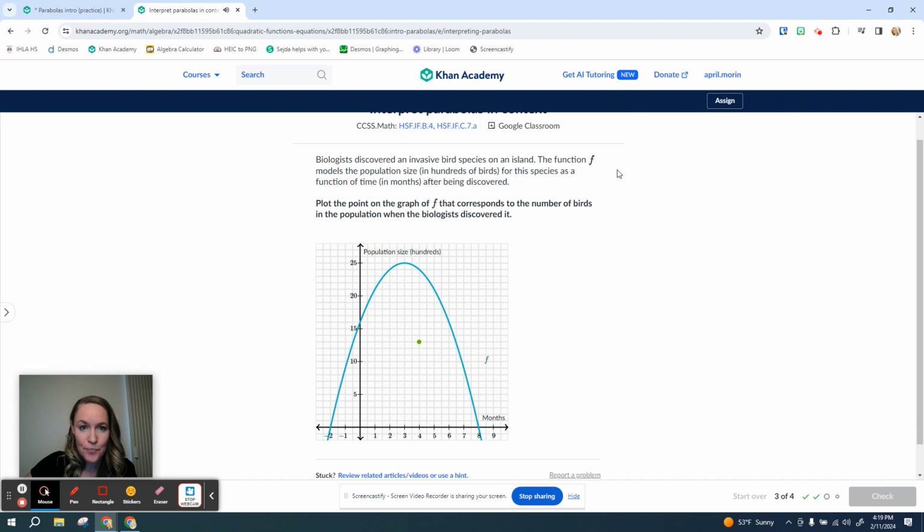All right. Biologists discovered an invasive bird species on an island. The function f models the population size in hundreds of birds for this species as a function of time after being discovered. Plot the point on the graph of f that corresponds to the number of birds in the population when the biologists discovered it. Okay, let's see. When they discovered the island. Okay, let's see. I'm trying to think of when that would be.